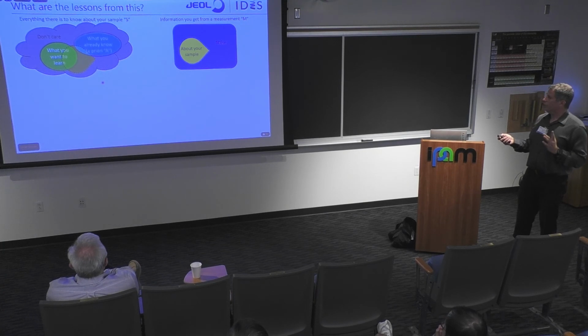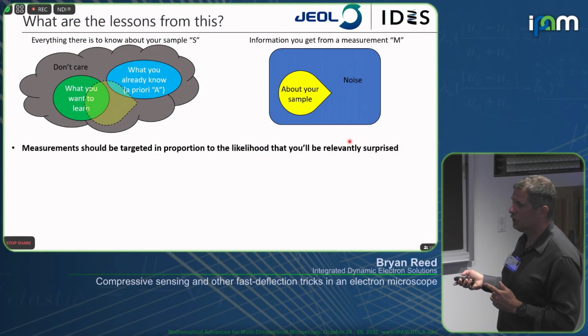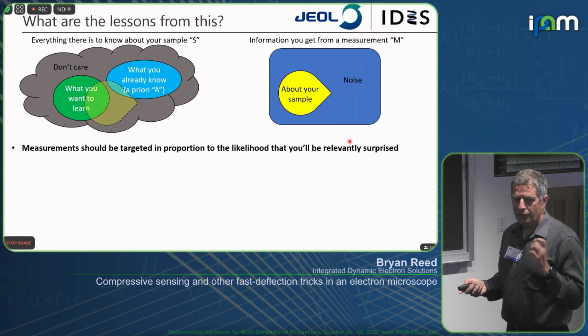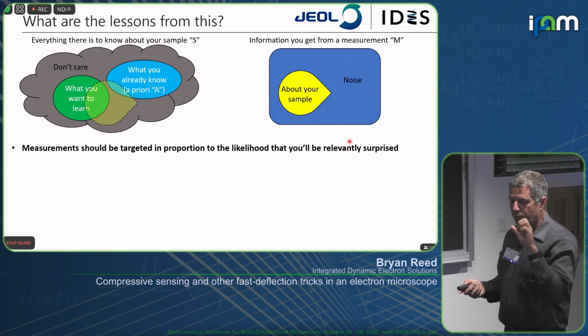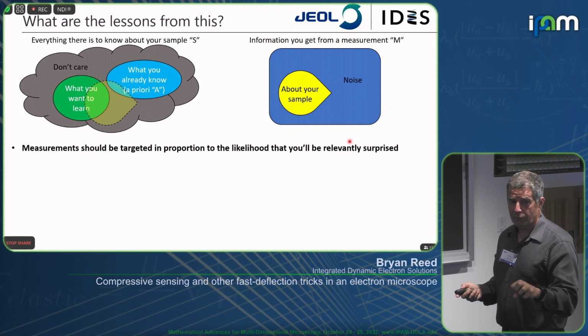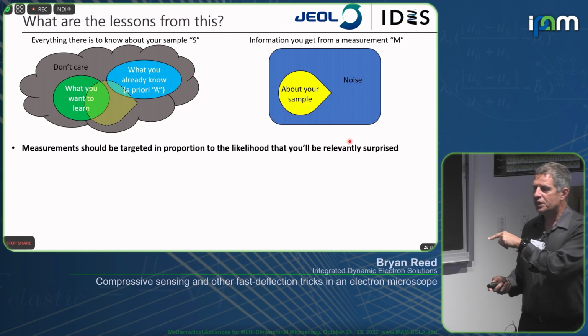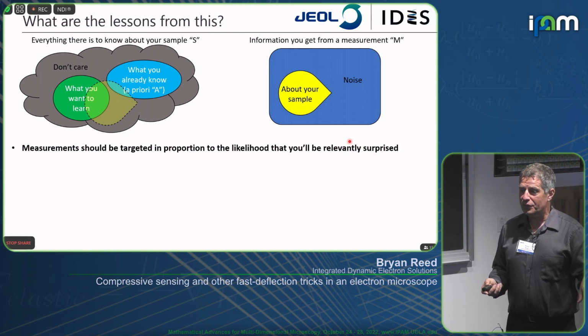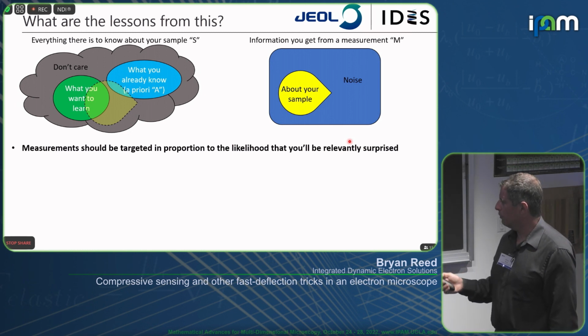So the lessons from this are: everything there is to know about your sample is here, and everything you get from the measurements. So measurements should be targeted in proportion to the likelihood that you'll be relevantly surprised. If you can predict what the measurement would give you, plus or minus not very much, you're not learning much from it. If you can't predict what you did from your measurement, but that's just because there's noise in the measurement, you're not learning much from it. But you want to not be able to predict your measurement specifically because of something interesting about your sample. So you want to target the information appropriately.